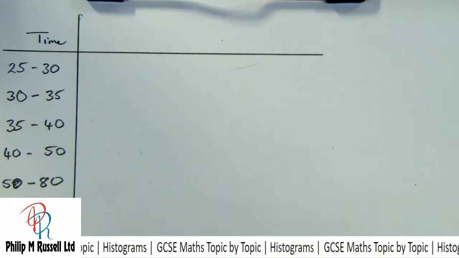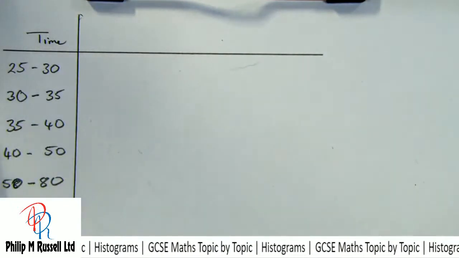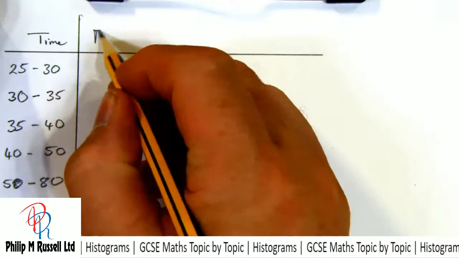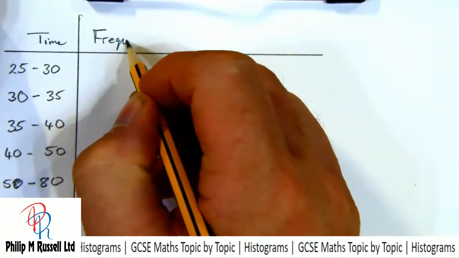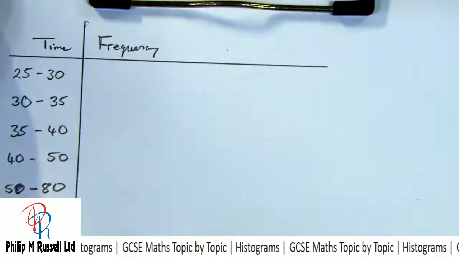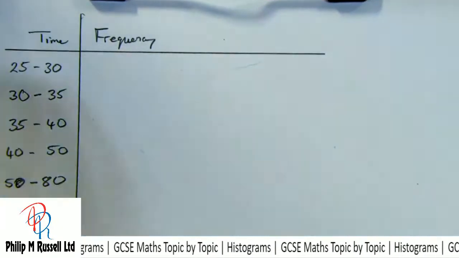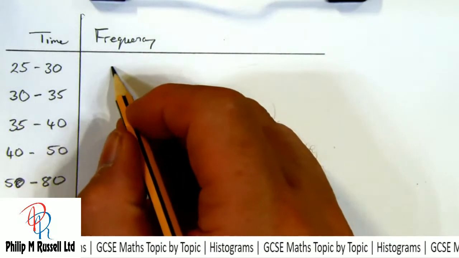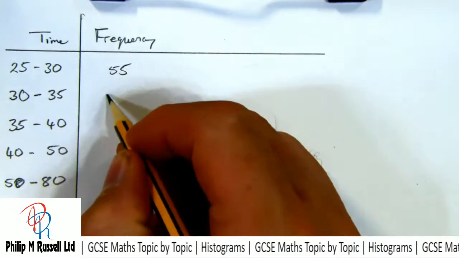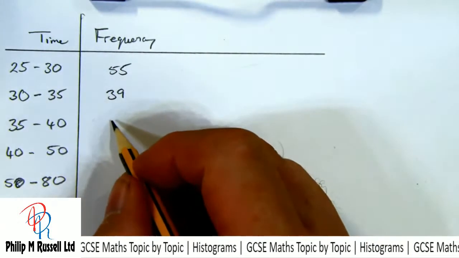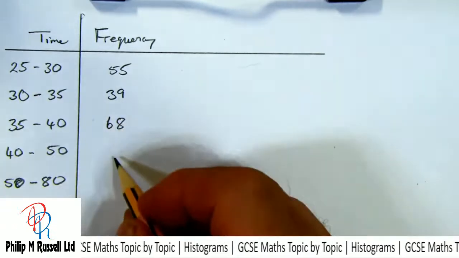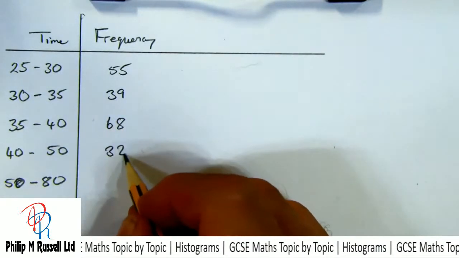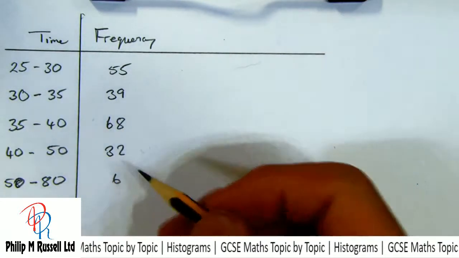So now we've got to try and put in the number of students that will do this, and this is going to be our frequency. So let's just put in some random numbers here: 55, 39, 68, 32, and we'll have not many here, 6.